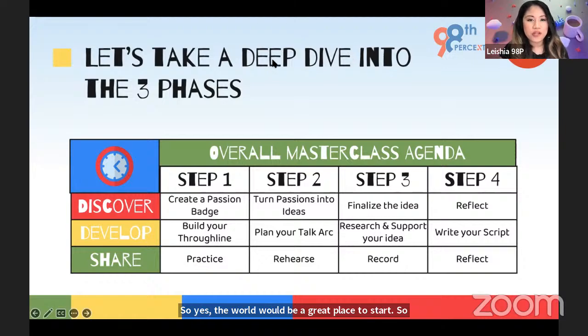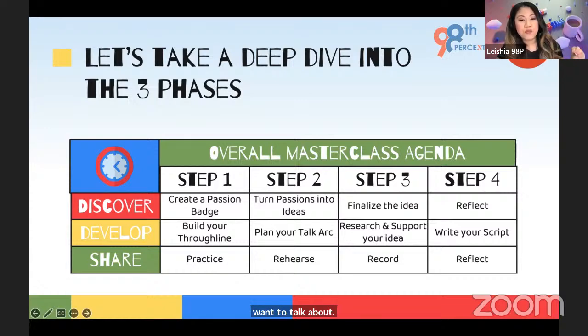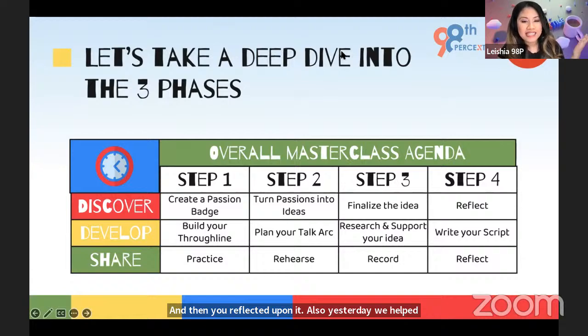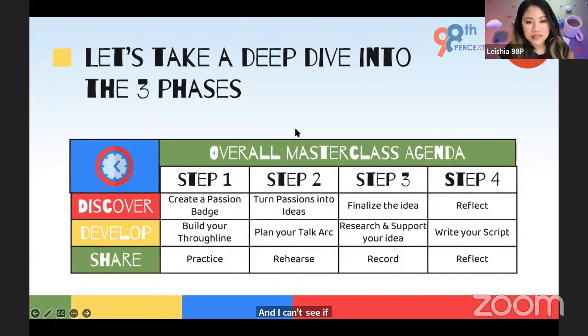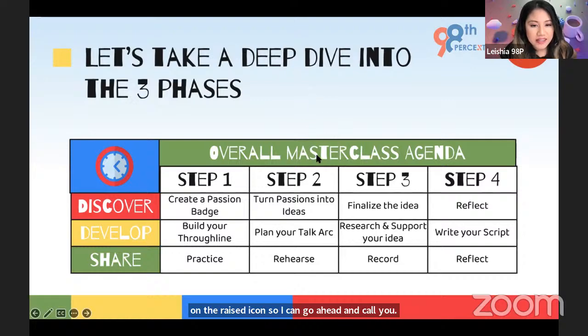Thank you. Yesterday, we also finalized your idea, where you chose your favorite idea that you want to talk about, and then you reflected upon it. Also, yesterday, we helped you build your through line. Does anyone here remember what a through line is? I can't see if you raise your hand, so please click on the raise hand icon so I can call on you. I see Sansita. Go ahead and please tell the class, what is a through line?